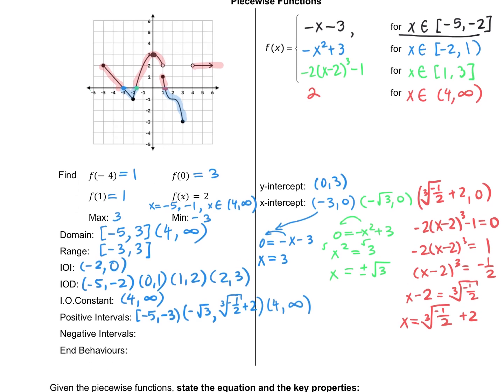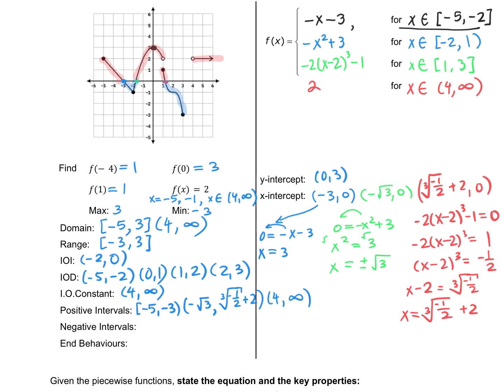And our negative interval, we have -3 to -2, and then from that cubic x-intercept to 3. And at 3, the coordinate is (3, -3). The y value is actually negative, not an x-intercept, so I'm putting a square bracket.